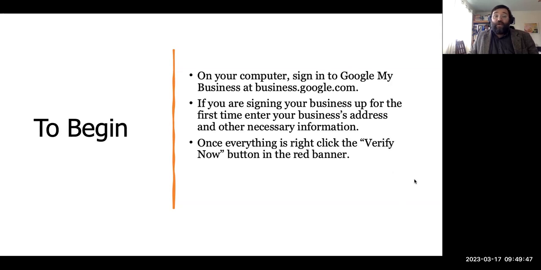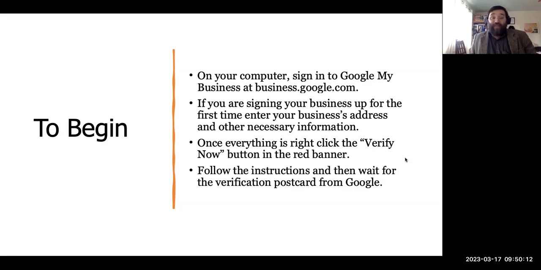So in order to begin, let me close the chat here so that I can see my screen. You're going to sign in to Google My Business at business.google.com. Then, if you're signing your business up for the first time, enter the business address and other necessary information. Once everything is correct, click the Verify Now button on the red banner. Follow the instructions and then wait for a physical postcard that comes to you from Google. That postcard will have a code. You'll then be able to use that code to verify your physical location. So you can go ahead and do that.